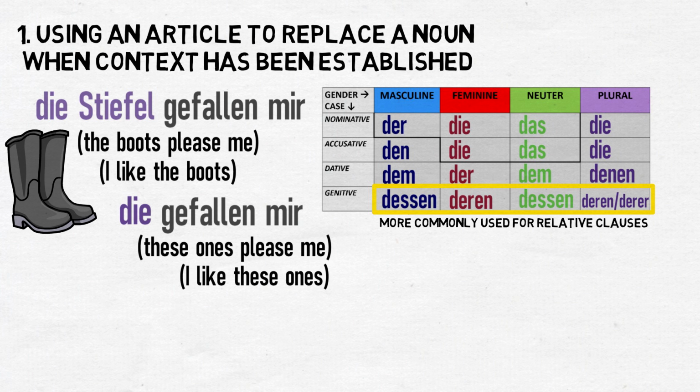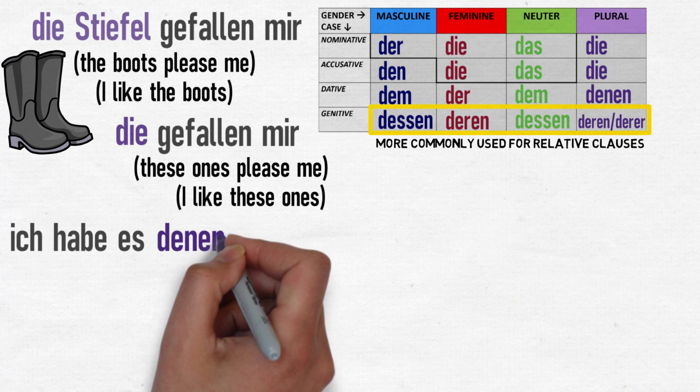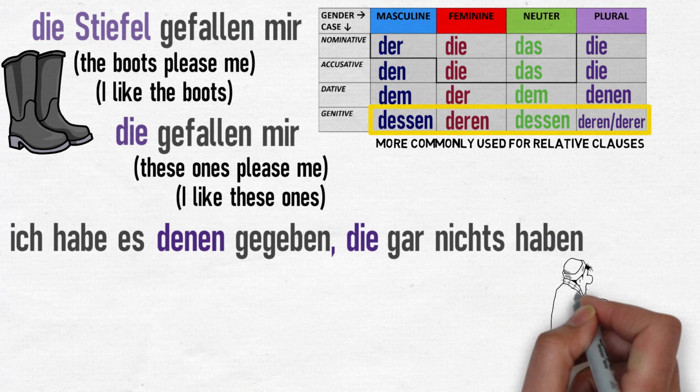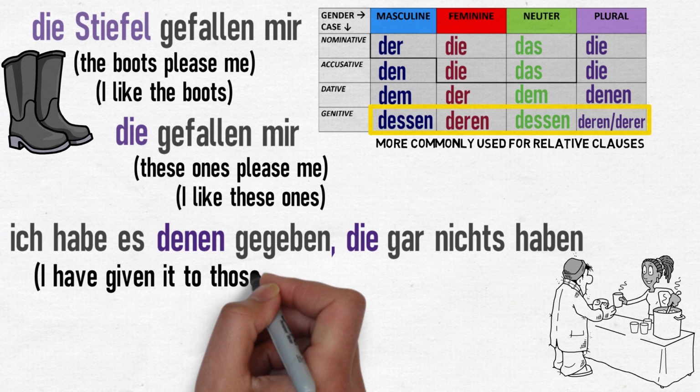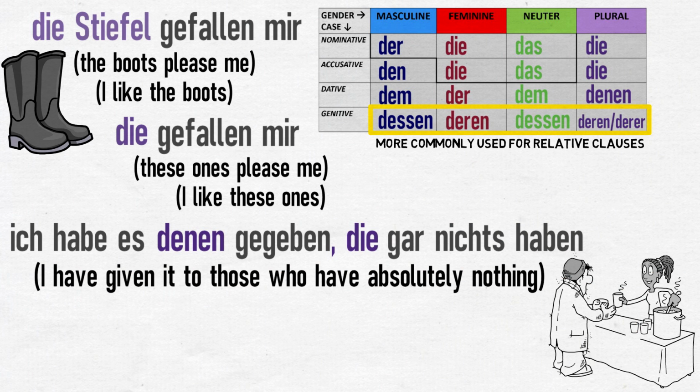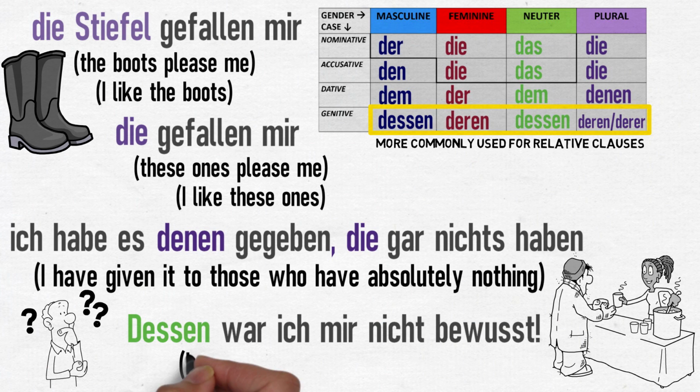An example of how denen is used could be Ich habe es denen gegeben, die gar nichts haben. I've given it to those who have absolutely nothing. One way you might see dessen as a demonstrative pronoun is as follows. Dessen war ich mir nicht bewusst. I was not aware of that.